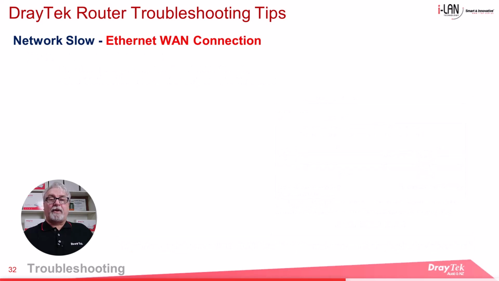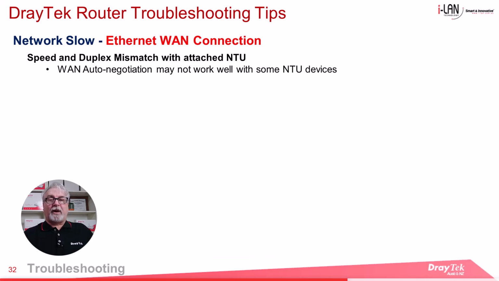Another cause of slow Ethernet WAN connections for a new installation is when Ethernet WAN auto-negotiation doesn't work well with some NTU devices. NTU is an abbreviation for Network Termination Unit, which is similar to a modem and is what the service provider usually supplies to allow your router to connect to their network.